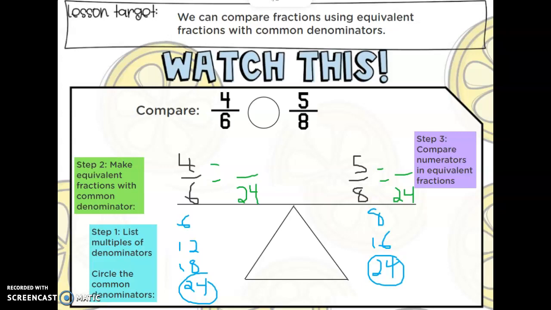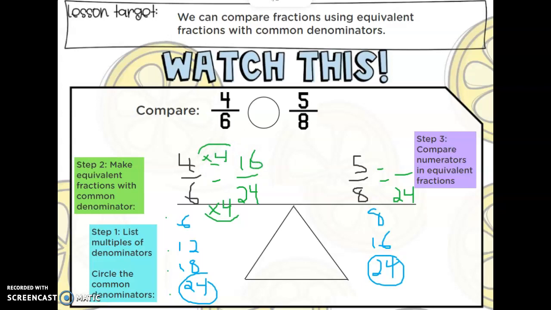So here I have 6 times what gets me 24. The cool thing about this is you can use your tower if you weren't sure. 1, 2, 3, 4. So I multiplied by 4 down here. So now I have to take my numerator and also multiply by 4, and I get 16.